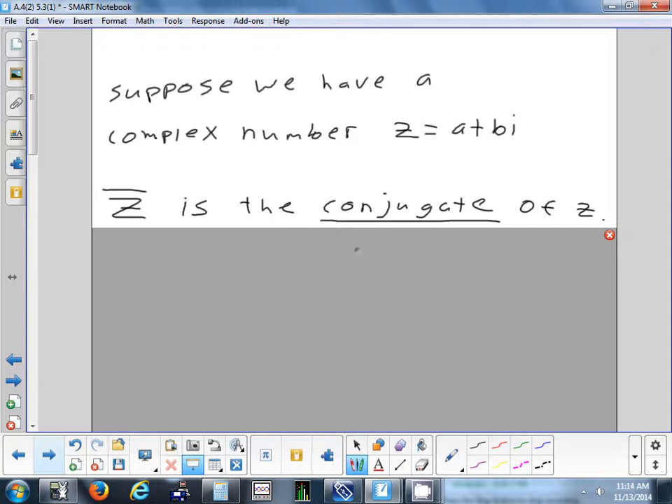Okay, but before we can multiply, I have to explain what a conjugate is. Suppose we have a complex number, which I'm just going to call z. Z is the complex number a plus bi. A and b could be any real numbers you want. This symbol, when you write a z and put a bar on top of it, stands for the conjugate of z.